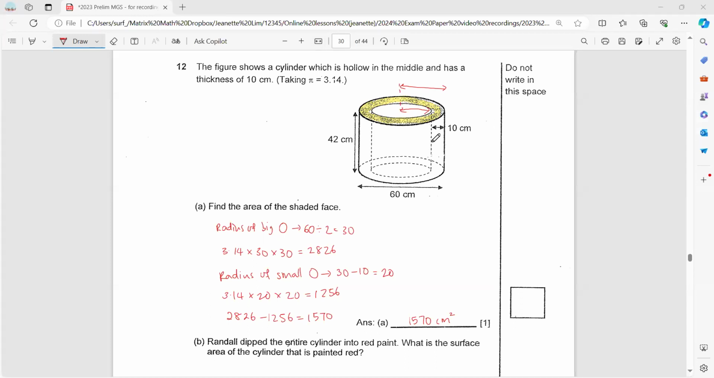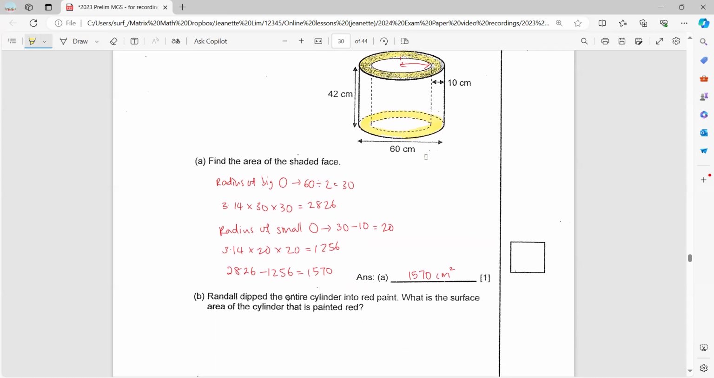Okay, so the yellow portion, there's actually two of that because this is a hollow cylinder. So actually, this is what we're looking for. When it's dipped, it's going to cover up this part at the bottom. Okay, so 2 times 1570.